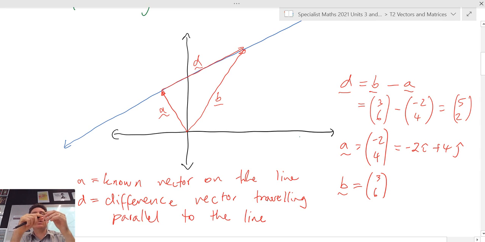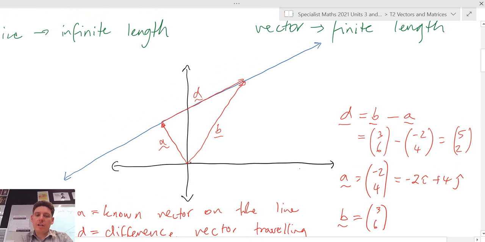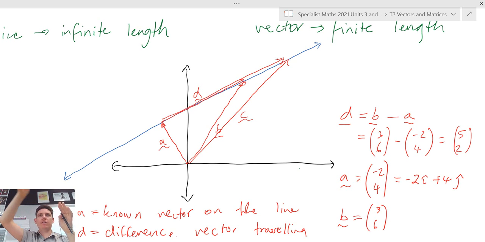Okay, so we could have vector C, right? And it's a bit longer than B, it goes off in that direction. The difference between A and C is just some sort of scalar multiplication of that original D. So every vector on this line is a scalar multiplication of that difference. So it could be 2 times D, and then it's bigger. Does that make sense?